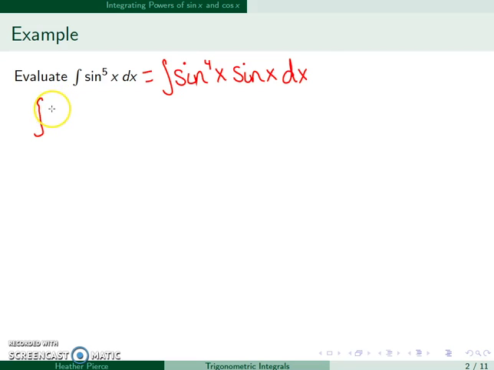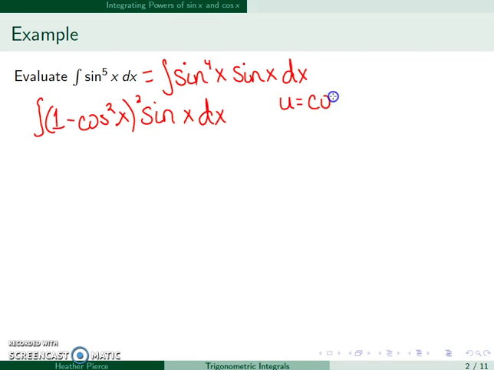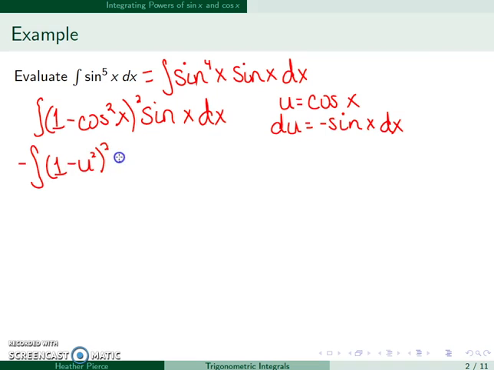Now, sine to the 4th x is sine squared squared. So I'm going to use the identity that sine squared is the same thing as 1 minus cosine squared, times sine x dx. The reason I want to do this is because I do know how to do problems where I let u be equal to cosine x, and then du would be equal to negative sine x dx. So now this turns into negative the integral of 1 minus u squared squared du, which we do know how to solve.